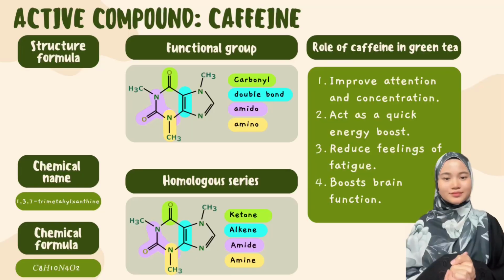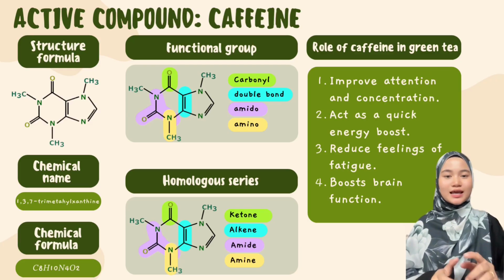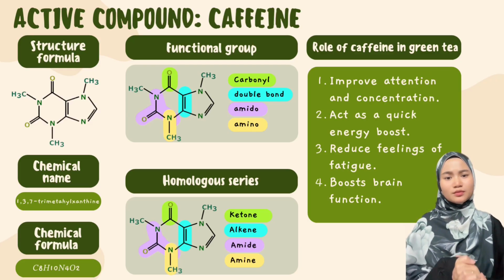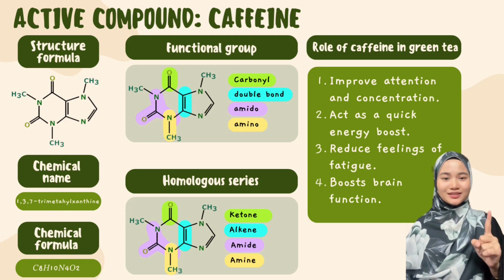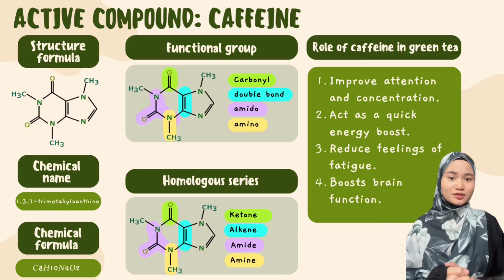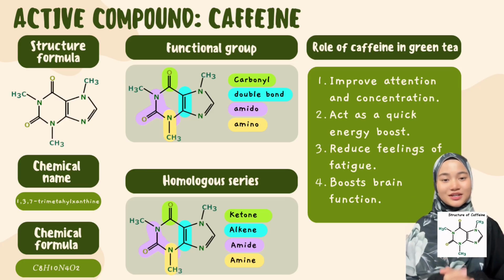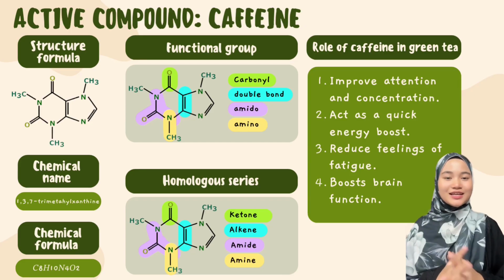Thank you! Hi, I am Nur Atira, and I'm going to talk about the second active compound that has been found in green tea, which is caffeine. Have you ever wondered what the structural formula of caffeine looks like? It looks like this. As you can see in the structural formula of caffeine, there are several functional groups and homologous series that I'm going to show you.